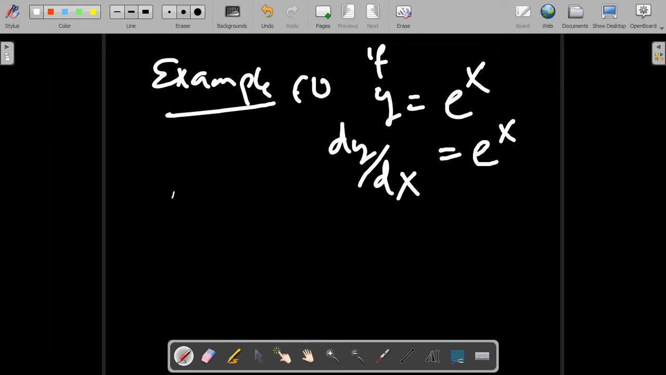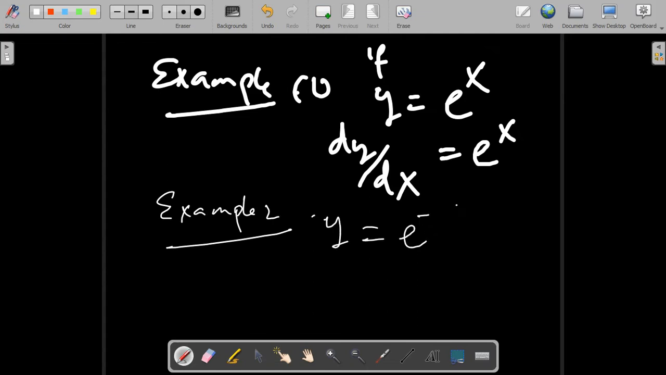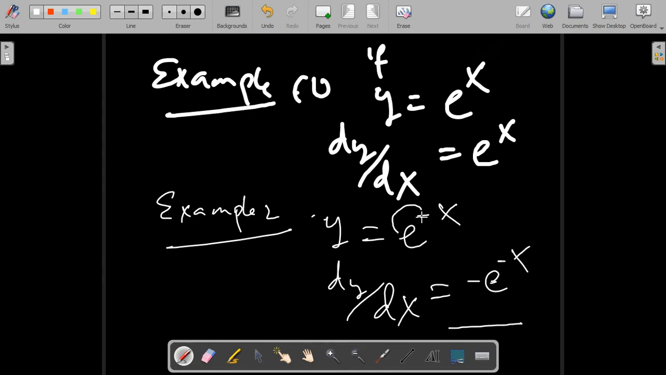Suppose we have another example, number 2. We are given that y is equal to e raised to the power of negative x. The derivative of this function, dy over dx, is equal to negative e raised to the power of negative x. The exponential remains the same, and the negative comes out as a multiplier on the left-hand side of the base.